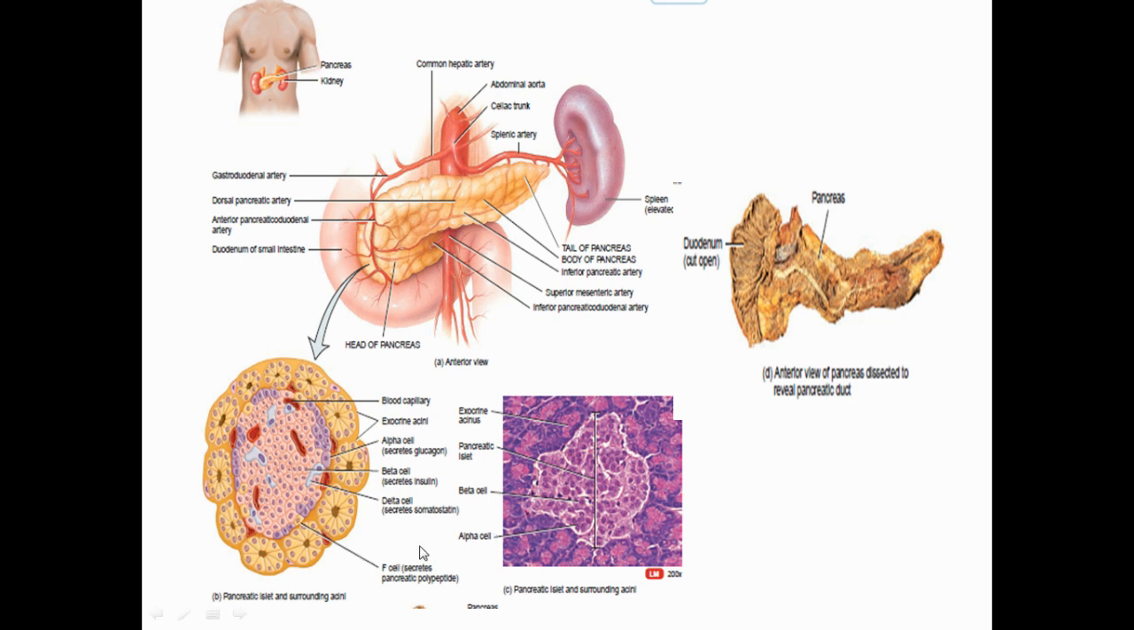The next enzyme is called the pancreatic lipase. So what is the role of pancreatic lipase? It will act upon the fat, triglycerides, digesting them into glycerol and fatty acids. The next enzymes are trypsin and chymotrypsin. So what is the role of trypsin and chymotrypsin? They are the protein digesting enzymes.